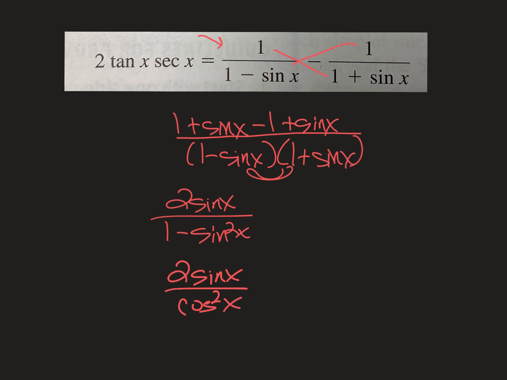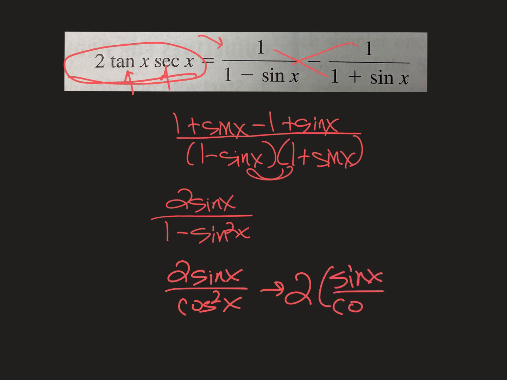Now watch this. This is kind of a crazy trick. But when I get here, I'm going to go back and look at what I'm trying to get to. I'm trying to get a 2 in the front, which I have a 2. I need a tangent and a secant. So what I'm going to do is take this fraction that I have right now. I'm going to take the 2 out, and I'm going to put the sine x over one of the cosines. Notice I have cosine squared in my denominator, and I'm going to put another cosine x on the bottom right there.